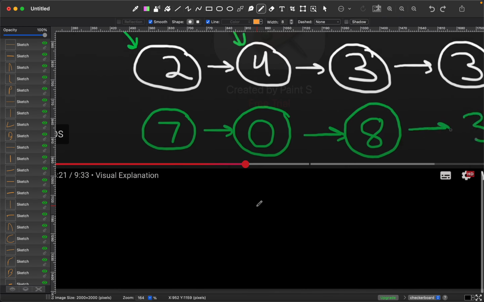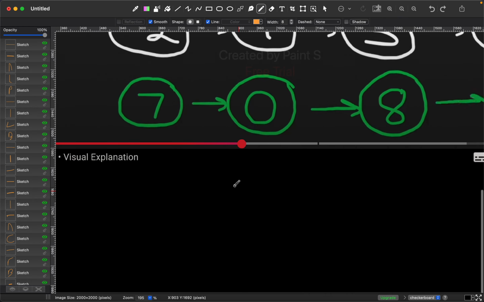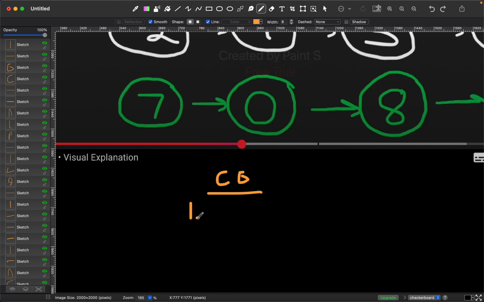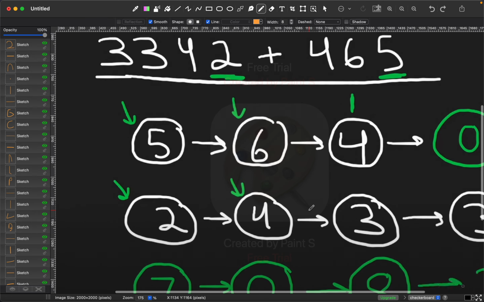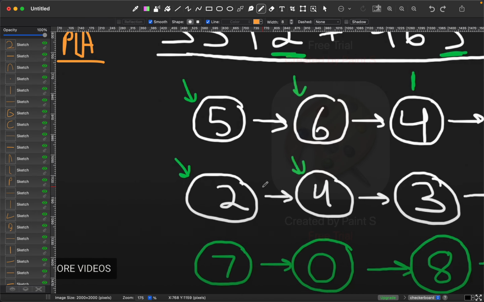So the core objective per se is to add the two numbers together. So with here, what do we actually do? Come along. 527 640.